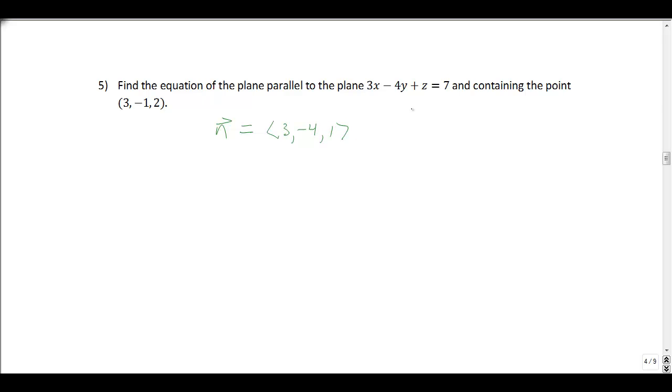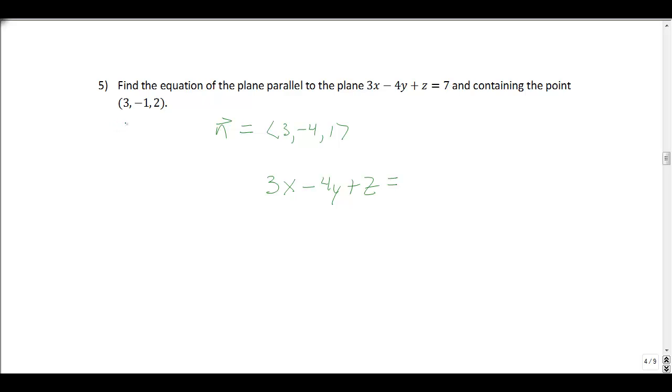So parallel planes, we get the same normal vector. So in our case, we're going to end up with an equation like 3x minus 4y plus z. That's the same left-hand side. What's potentially going to change is this right-hand side will be something other than 7. How do we find out what that is?